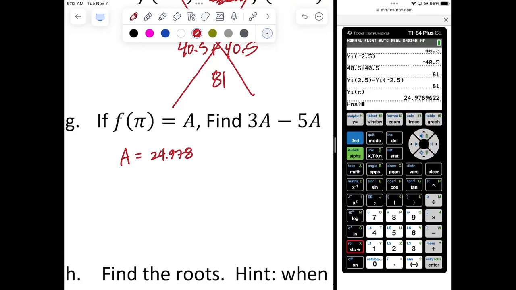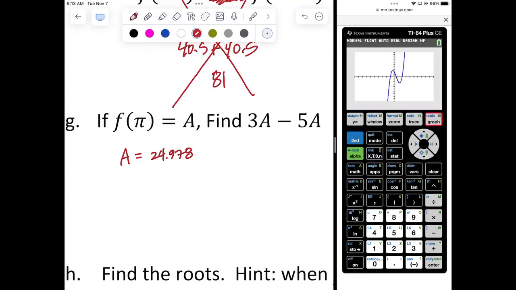And now to store it, you do alpha A. You activate the alpha key, and right below it is the A button, and you hit enter, and now it's locked in there as A. If you call it A on your calculator, you're going to call it A on your paper, and vice versa. So now anytime I hit alpha A, enter, I'm going to get that number.